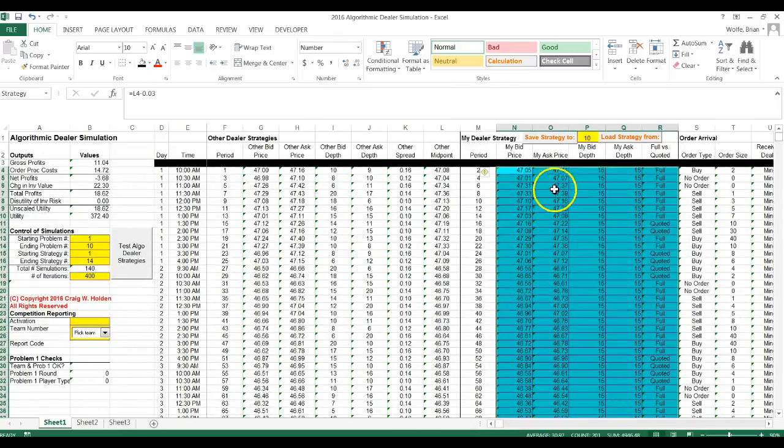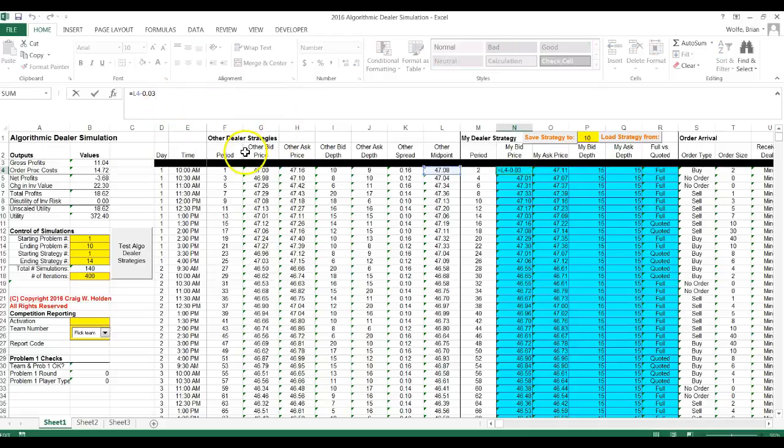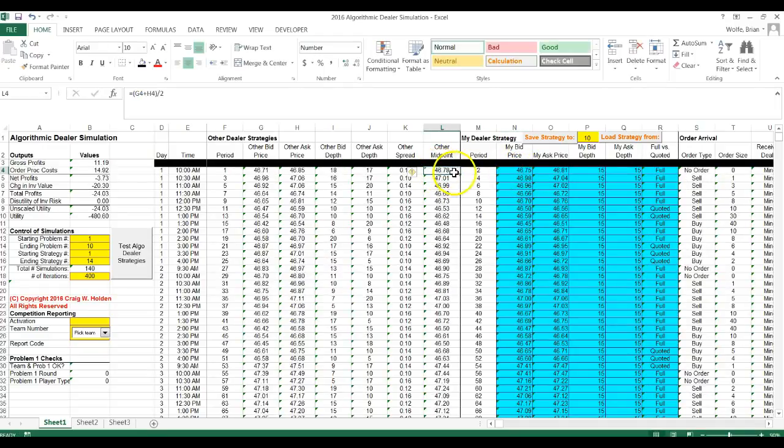So in columns N through R, this is actually our trading strategy. And you can see in each of these different cells, we have some computer code that says, what is my bid price going to be? Well, my bid price is going to be whatever the midpoint is, over here in L, minus 3 cents. That's my strategy, okay? And so I'm going to come up with some logic that's going to tell me how to set my prices, both my bid and my ask, how to set my depths. Do I want to take all of an incoming order or just what I've quoted? In other words, what my depth is quoted at, okay?